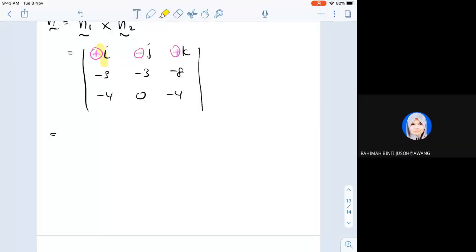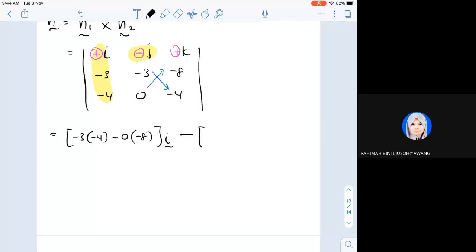So, the first step is close the first column and we are now crossing the second and third column. Okay, so -3 times -4 minus 0 times -8. Okay, so we have for I direction -3 times -4 minus 0 times -8, like this. Okay, so this is for I direction. Plus, oh sorry, not plus, minus. Why minus? Because of this J. Okay, sebab J itu dia negative, so we should put minus.